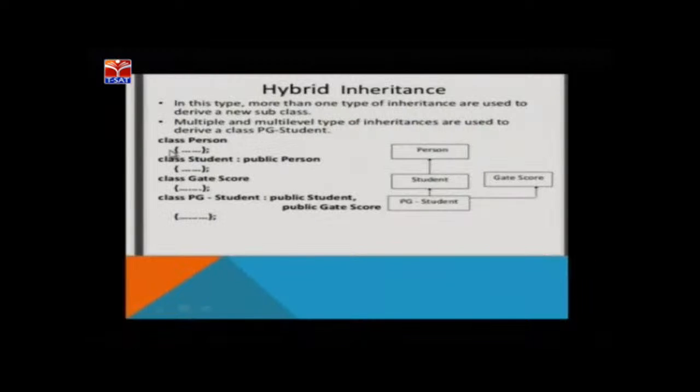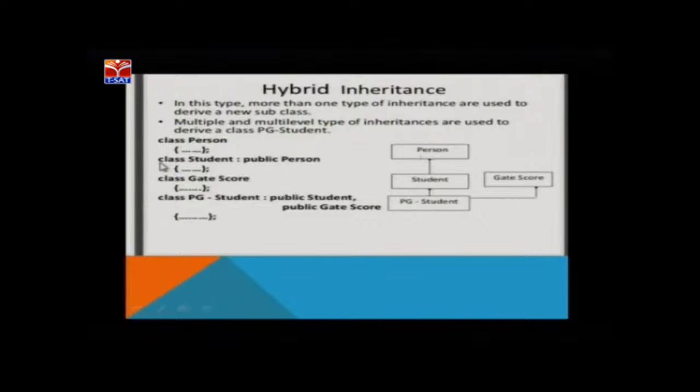So here the syntax is class person. Here we have taken the person class as the base class. So firstly we have to define class person. In the person class there will be the data members and methods of that class. Then we have to define the class student, because student is deriving from the class person.